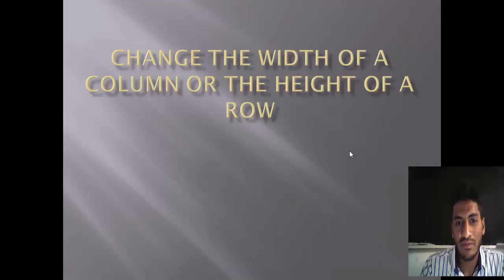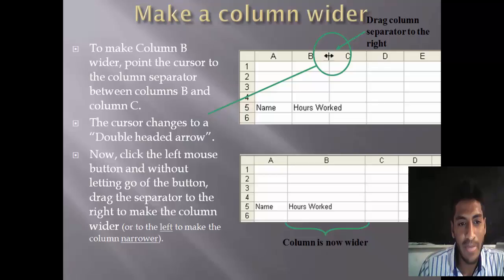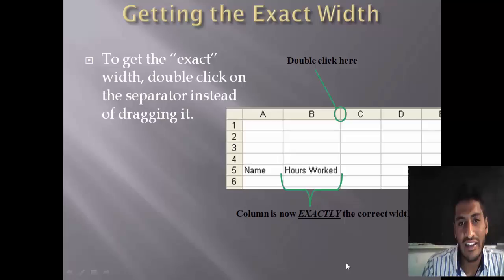Change the width of a column or the height of a row. Make a column wider. To make a column wider, point the cursor to the column separator between column B and column C. The cursor changes to a double-headed arrow. Now click the left mouse button and without letting go of the button, drag the separator right to make the column wider or left to make the column narrower. Here you can see dragging the column separator to the right, and here you can see the column is now wider.